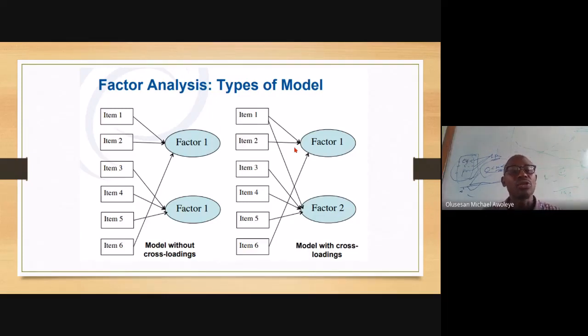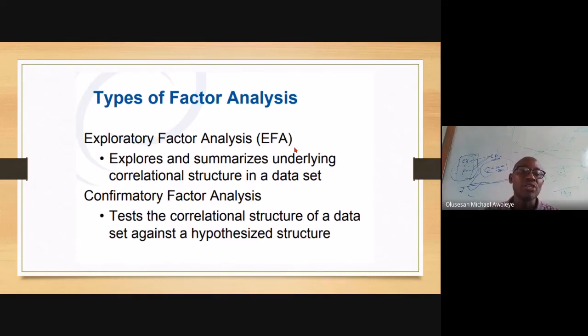Fine, it's good. Then we have two major types. In fact, there are even more types of factor analysis. But the major ones we're going to be talking about are exploratory factor analysis, which is called EFA, and confirmatory factor analysis. EFA explores and summarizes underlying correlational structure in a data set. Like I said, it makes use of the relationship among the items. But confirmatory tests the correlational structure of a data set against a hypothesized structure.